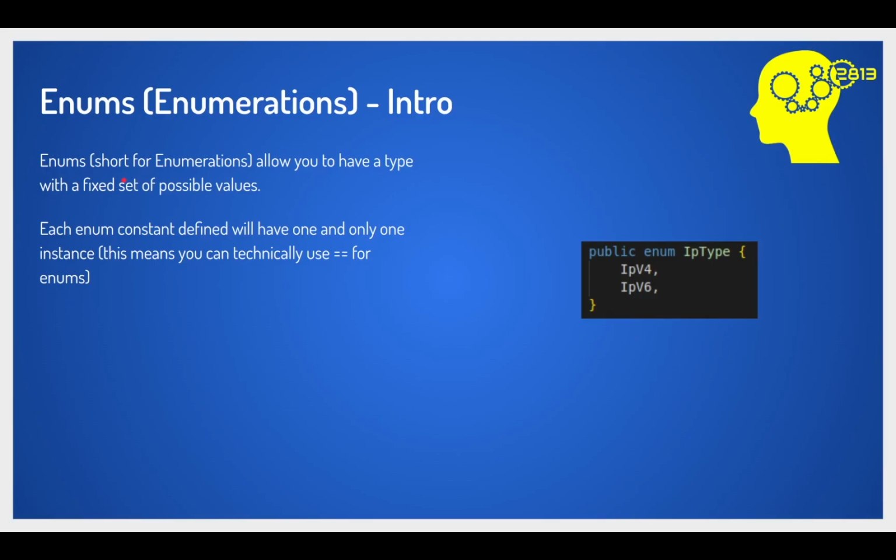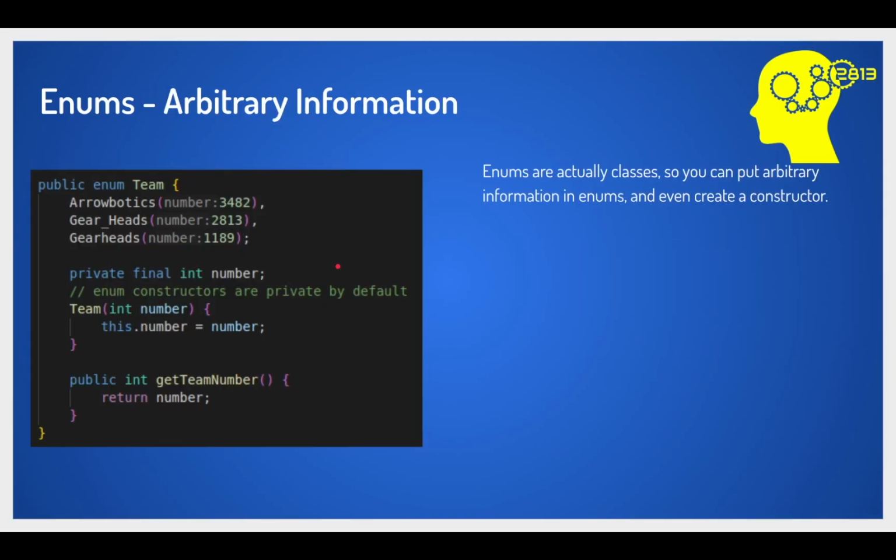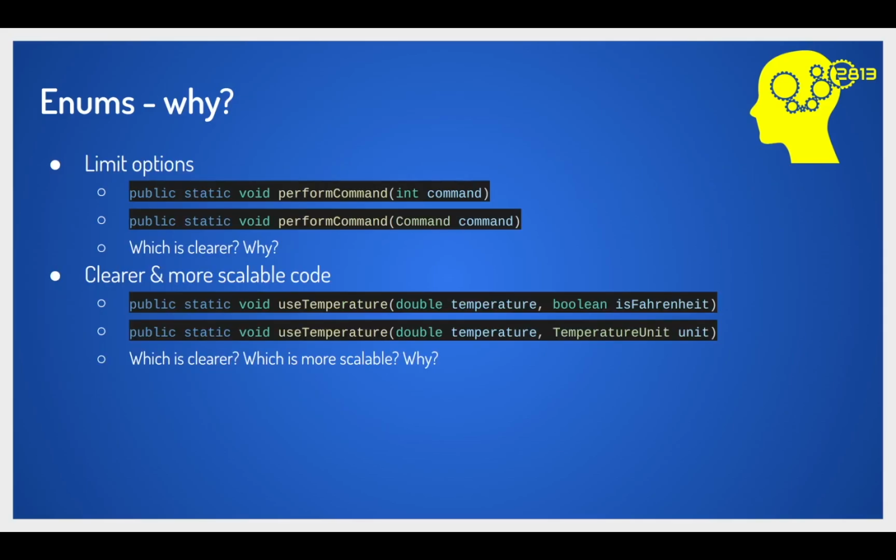Enums. Enums are short for enumerations, and they allow you to have a type with a fixed set of possible values. Kind of like a list of constants, if you want to think of it that way. Since each constant is only defined once, you can also use equals for enums. Another thing is they're actually also classes, which means you can put arbitrary information into the enums, and you can even create a constructor. For example, you can create this kind of constructor, and enum constructors cannot be public, so they're private by default.